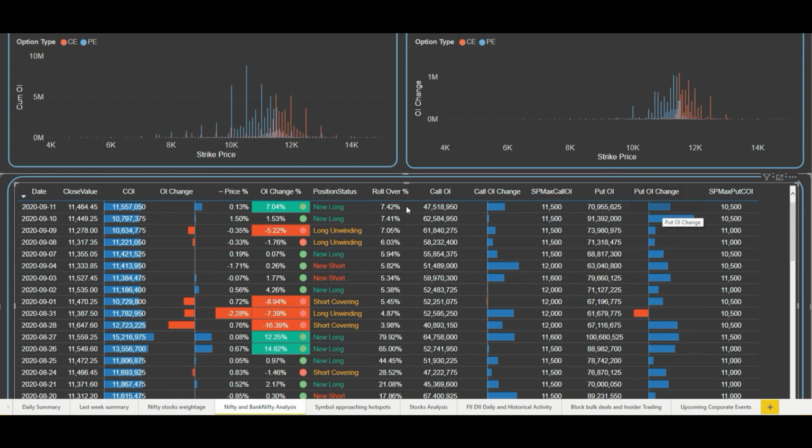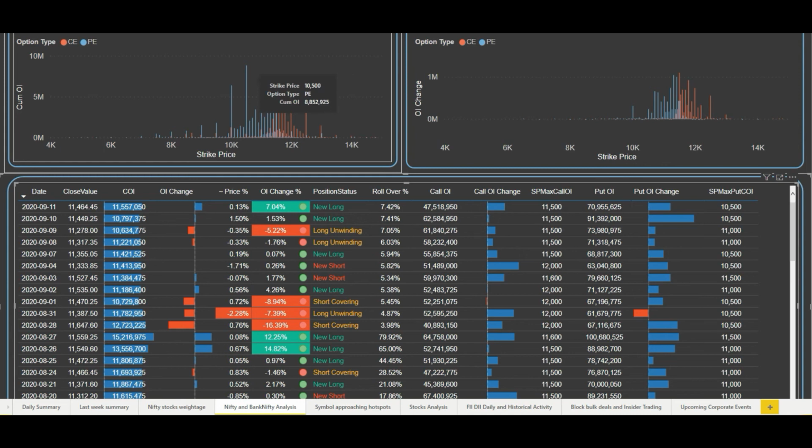Put open interest changes on a daily basis. Then the strike prices: this shows the strike price where the maximum call open interest is, and this shows the strike price where the maximum cumulative put open interest is. You can see the band graph which was shown above. On the last trading day the highest call open interest was on 11,500, which you can also see on the graph, where the red line is maximum on 11,500. This number we are showing here, and 10,500 is this bar, the highest put open interest.